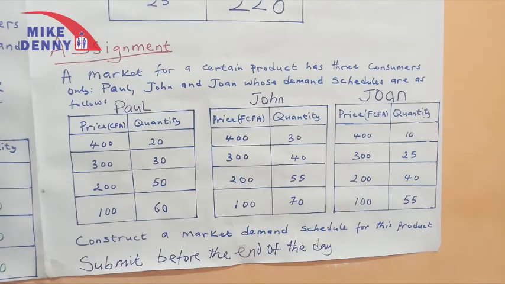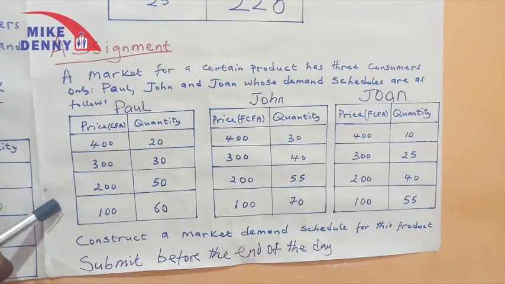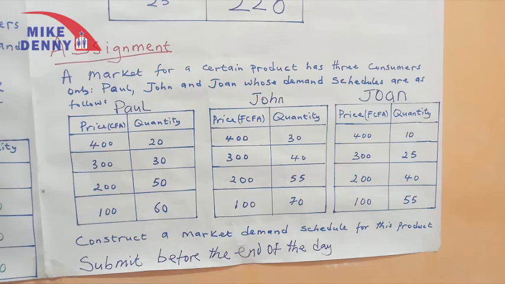As an assignment, I've given you here a market for a certain product that has 3 consumers: Paul, John, and Joan, whose demand schedules are given on the tables that you have on the chart here. So the task is for you to construct the market demand schedule for this product. So take your time, go over the lesson so that you do an excellent job.